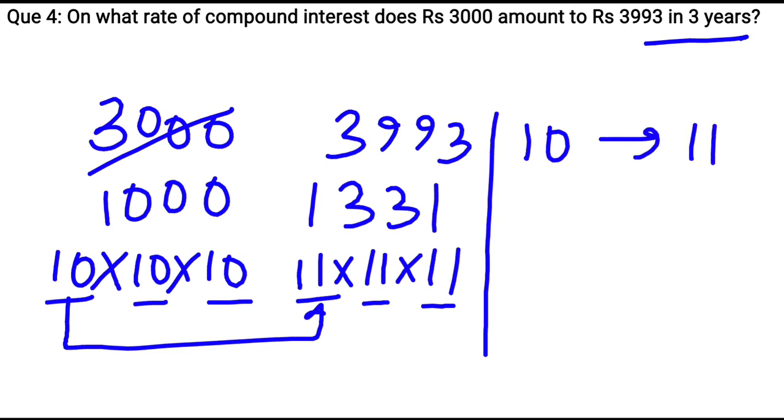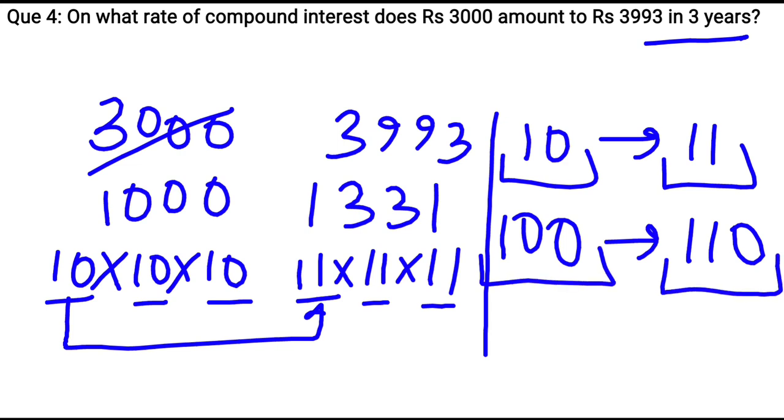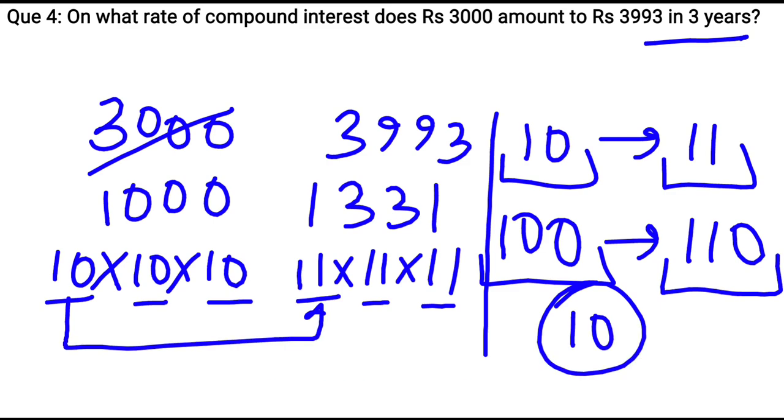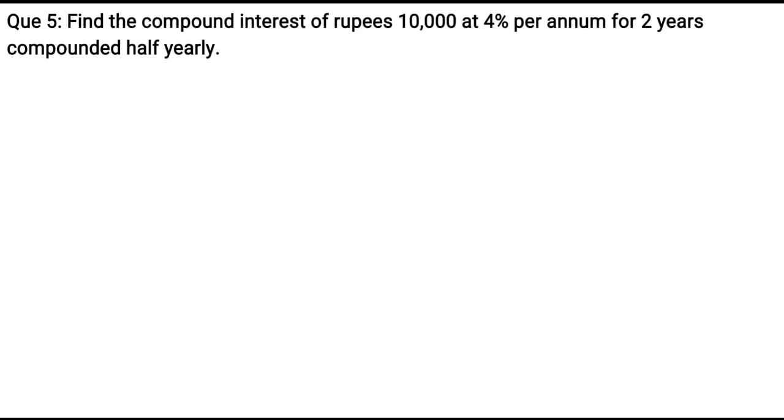But what is rate? You have to find it on rupees 100. So multiply by 10. So we get this. Rupees 10 becomes rupees 11 in 1 year, so rupees 100 becomes rupees 110 in 1 year. What is the interest? Interest is 10. And by the very definition of rate, rate is the interest you receive on rupees 100 in 1 year. And this is what we are getting in 1 year. So that's why this is the rate. Rate is 10%.